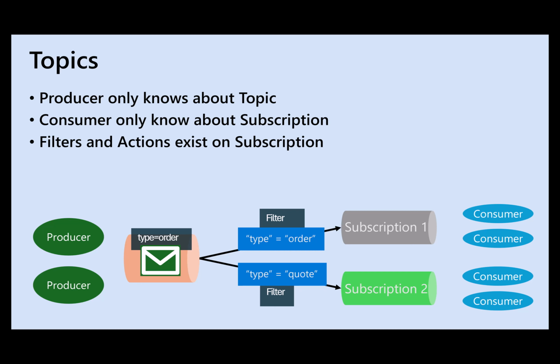We have two different filters on the subscriptions. One where the message header called type equals order, and another where type equals quote. As this message has a message header set to order, it is going to subscription 1. The message is now available in subscription 1 for the consumers that are receiving from this, using the competing consumers pattern.